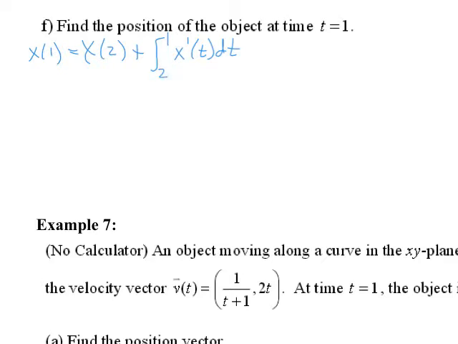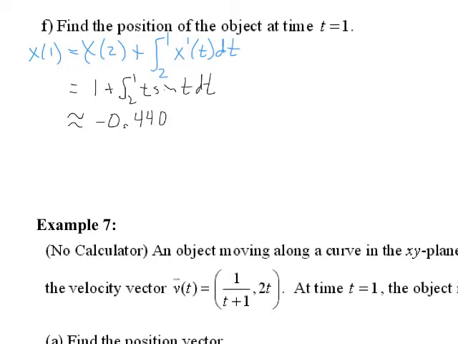Okay, so plugging this in, we get this is the same as 1 plus the integral from 2 to 1 of t sine t. And we'll turn to our calculator to evaluate that integral, and we see that the x position is now approximately negative 0.440.